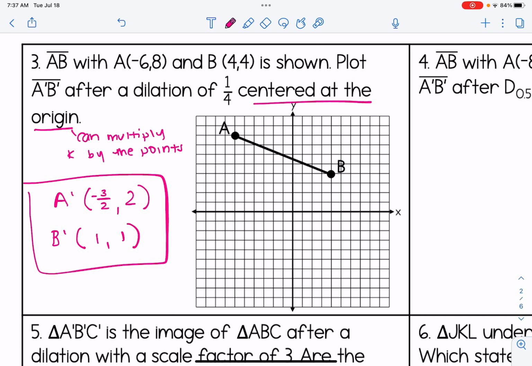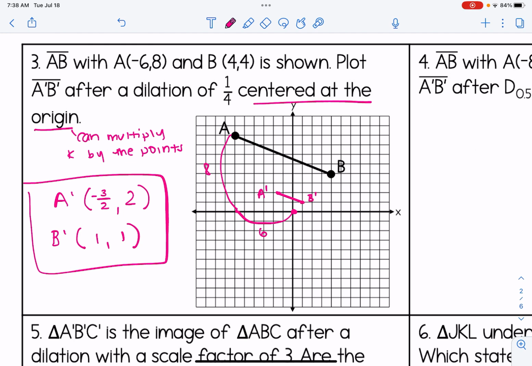If I did want to look at the graph, I would plot the origin, and I'm going to count the boxes. And I notice that I'm going 6 this way and 8 that way, and I would have to divide those values by 4. So I would go negative 1.5, right? The negative 3 over 2 is negative 1.5, comma 2, should be here. And B would end up being 1, 1. And there's my segment after it's dilated by 1/4.